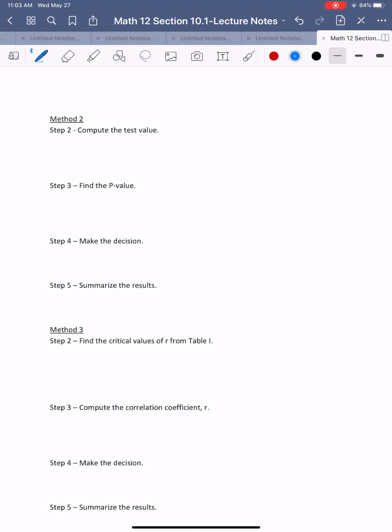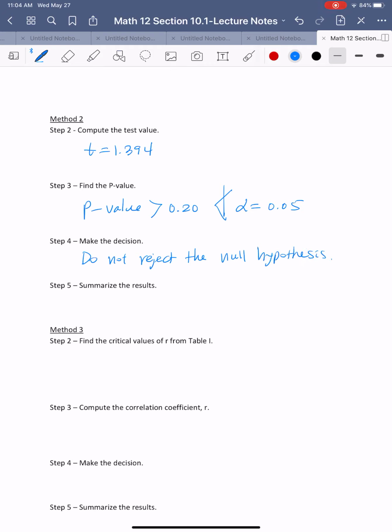All right, so now compute the test value, which was 1.394. And we're using the p-value this time. So the p-value is a little bit greater than 0.20. Now compare with alpha, which is 0.05, and it is not less, right? So we do not reject the null hypothesis, which means there is not sufficient evidence to support.